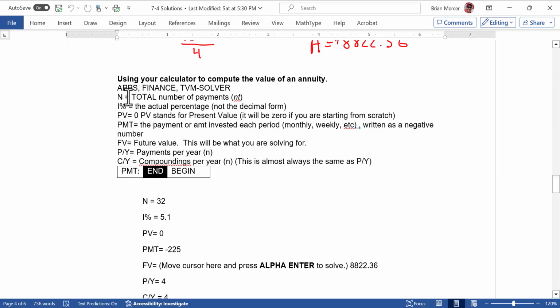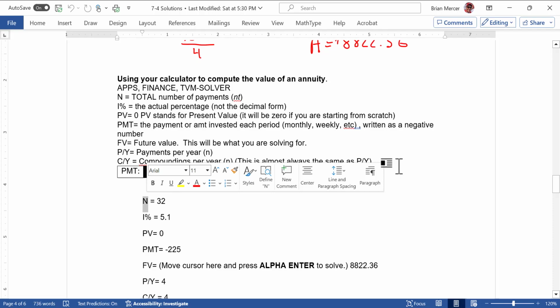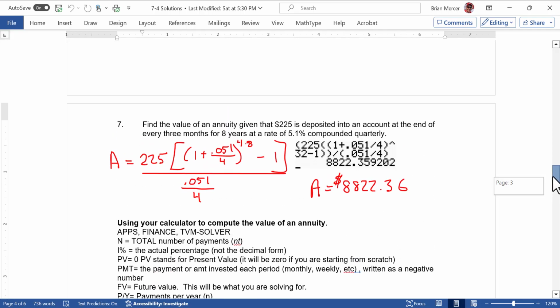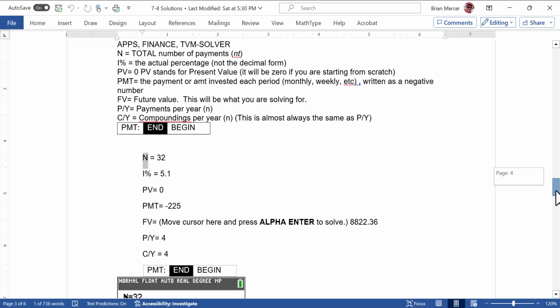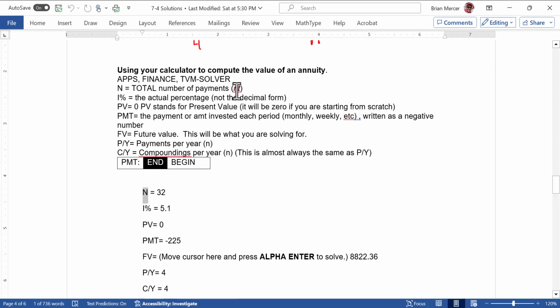If you look, N is a capital N. It's similar to the lowercase n, where the lowercase n, if you notice, is this little 4 right here. That was the number of compoundings. Well, the capital N is 4 times 8. So it's the total number of payments. So it's actually, the capital N in this case is 32. So that's where that comes from. So that's why it says NT, total number of payments.